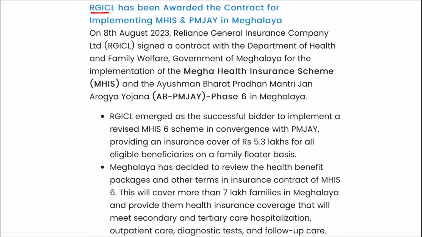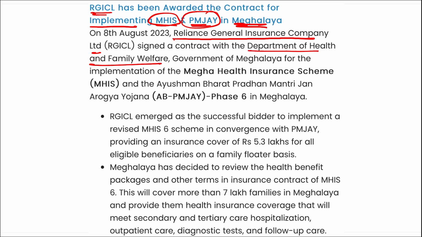Next is RGICL, that is Reliance General Insurance Company Limited. They have been awarded the contract for implementing MHIS and Pradhan Mantri Jan Arogya Yojana in Meghalaya. I repeat, Reliance General Insurance Company signed a contract with the Department of Health and Family Welfare of the Government of Meghalaya for the implementation of the Megha Health Insurance Scheme and Ayushman Bharat Pradhan Mantri Jan Arogya Yojana's phase 6 in the state of Meghalaya.